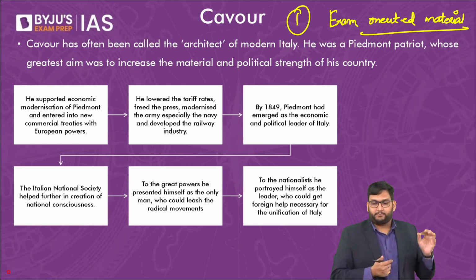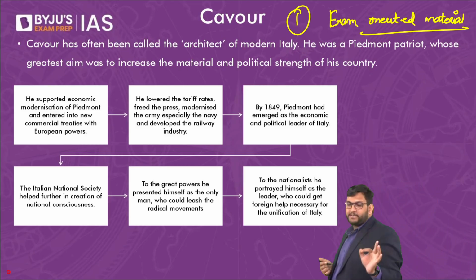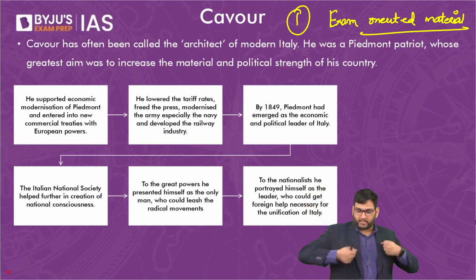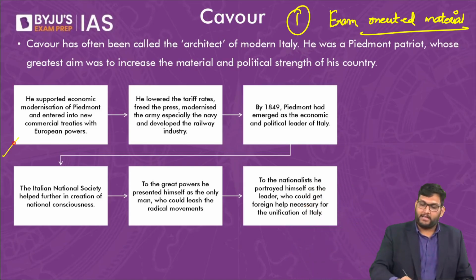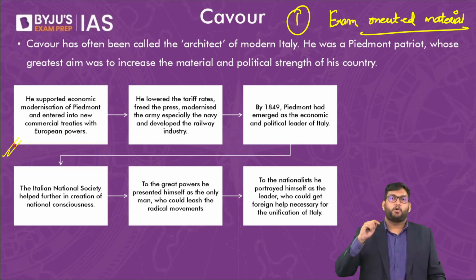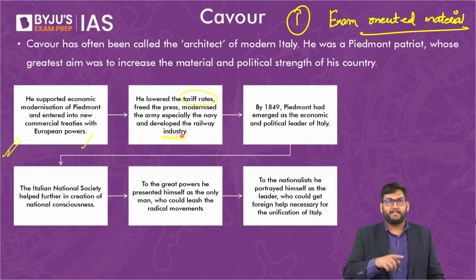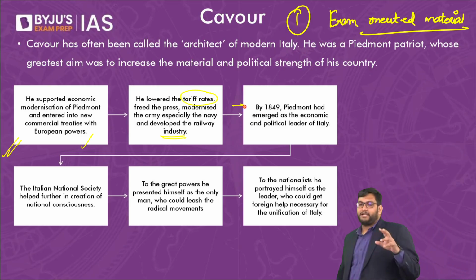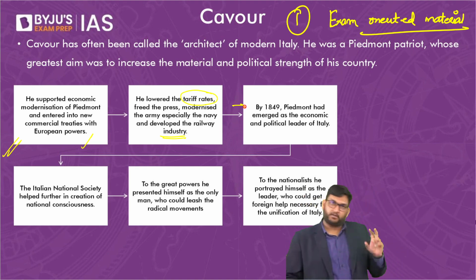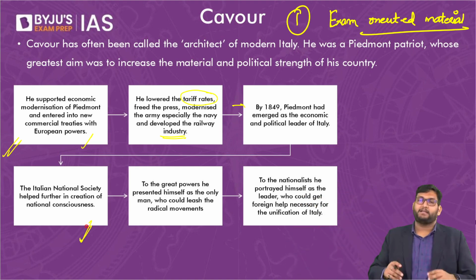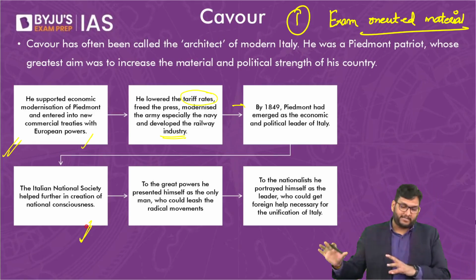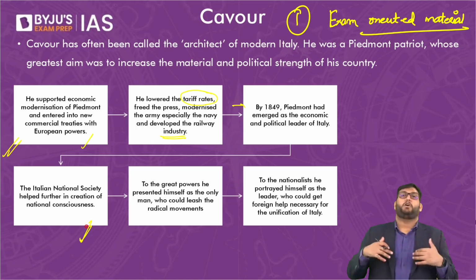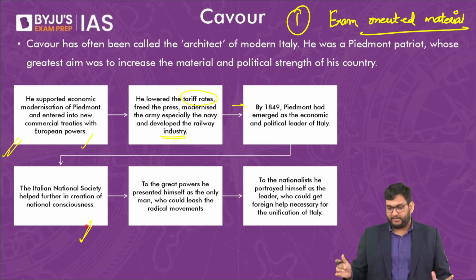Okay. Now, Cavour is called the architect of modern Italy. He's a Piedmont patriot, coming from the Piedmont area itself. He will modernize Piedmont, go into commercial treaties with the Europeans, and lower the tariff rates so that he can have a better army. He develops industry and what we call railways also. By 1849, Piedmont had emerged as an economic and political leader of Italy itself. He also had the Italian National Society, which helped him spread the concept of a unified Italy.